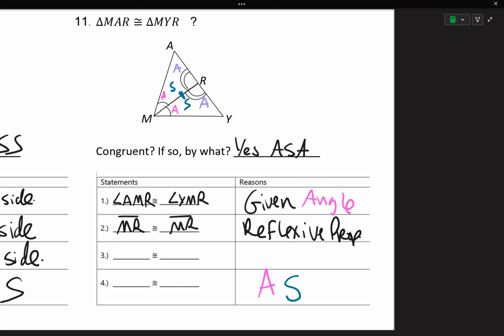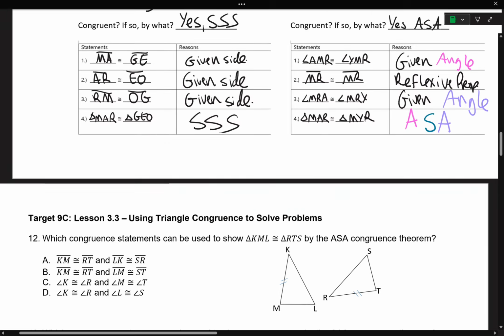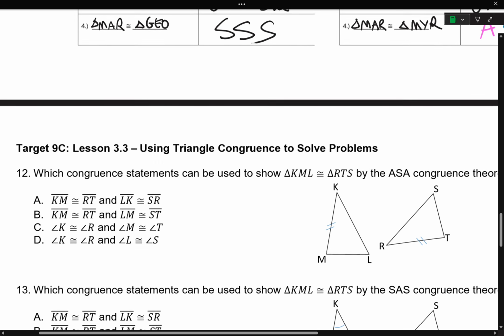And then we've got that second angle with the double arches. Let's call it angle MRA and angle MRY. And this was another given angle. So our two triangles are in fact congruent. Triangle MAR is congruent to triangle MYR by angle side angle. Alright. Number 12, some multiple choice.